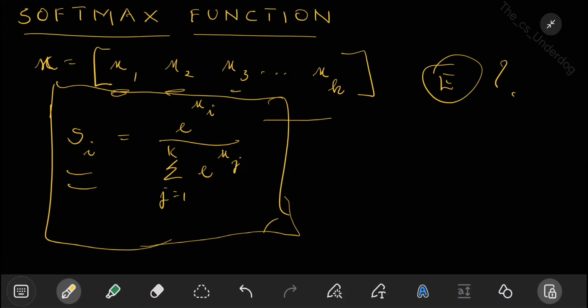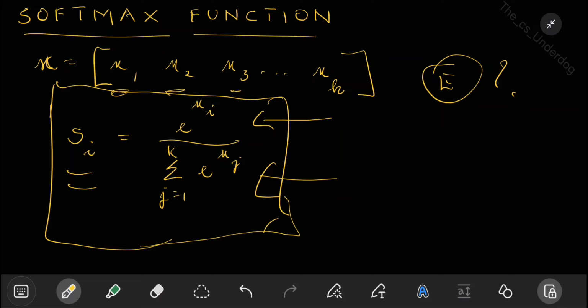In the numerator, you can see you are taking e power x. So the reason for taking that exponent is, one, for having positive values, and second, for magnifying the difference between the outputs. And the second thing, why do you have this denominator? What is this denominator doing? It is trying to normalize the value.